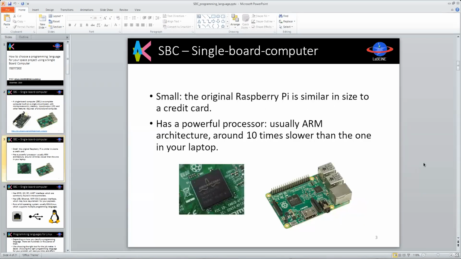Victor, quick question. Yes. Two questions. So what's the definition today of Raspberry Pi?